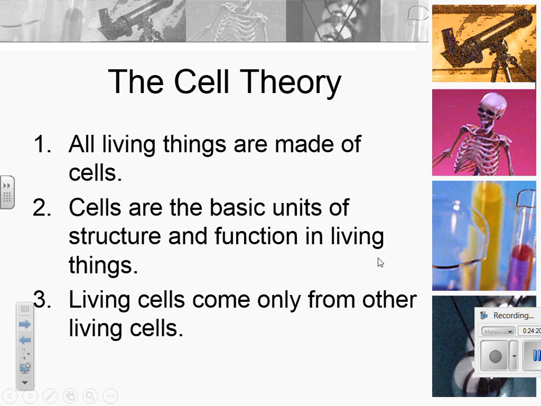What is the life function that everyone and every living thing has to perform? We take in nutrients and get rid of waste. So we have to take into consideration everything. So cells are the basic unit of structure and function in living things. Meaning, it's the smallest living thing that takes in good stuff and lets out bad stuff. All right, and then lastly, living cells come only from other living cells. Meaning that a cell doesn't just come about. It comes from another cell, which comes from another cell.